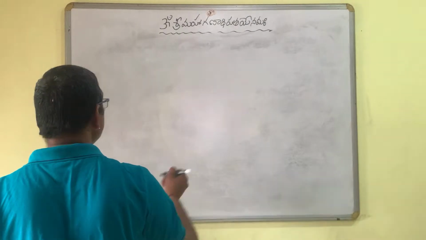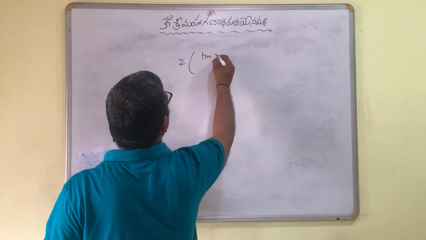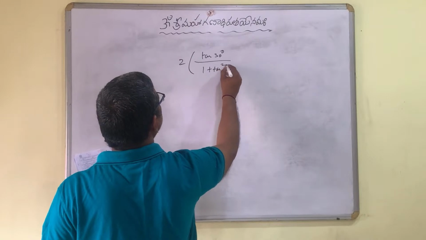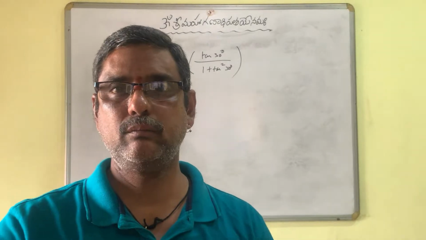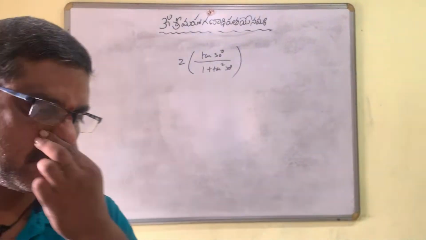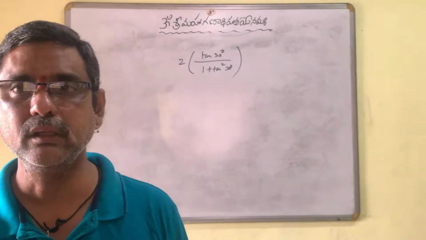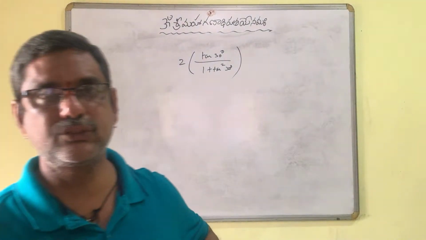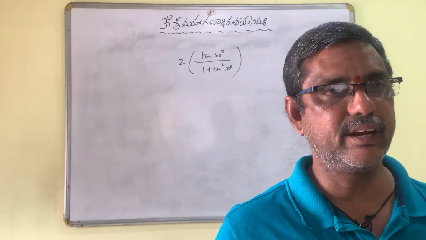Who can prove tan 30 degrees by 1 plus tan square 30 degrees? So this value is equal to, four options are given: sin 60, cos 60, tan 60, sin 30. To do this problem, we should be aware of trigonometric values for different angles: 0, 30, 45, 60, 90.